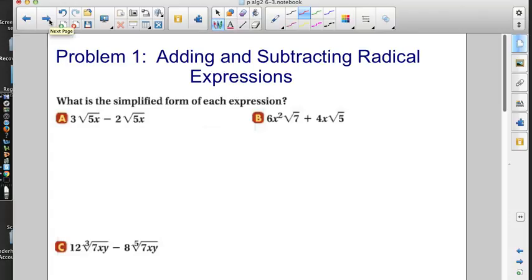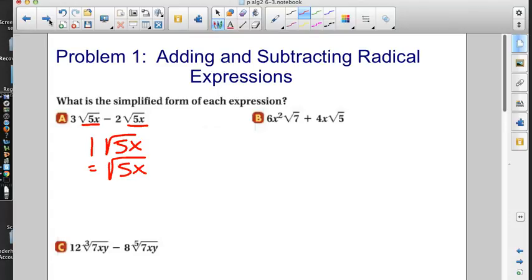The first thing I look for is, is it already simplified? And the square root of 5x, nothing we can do with that. It's just the square root of 5x. We can't simplify that any further. And then I notice, well, this one is a square root of 5x, and that one's a square root of 5x. Okay, we can do this problem. Those are like radicals. 3 minus 2 is 1. And normally I wouldn't write the 1 down, but I want you in your notes to be able to follow that and see, hey, there were 3 of them, we subtracted 2. Big shocker, we have 1 square root of 5x. That's all we had to do.